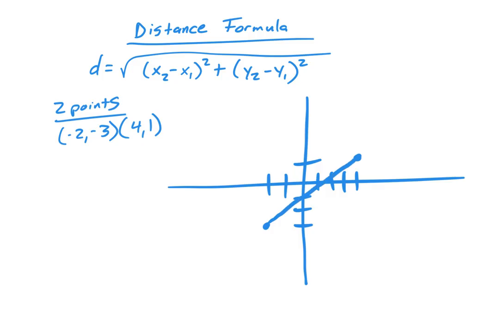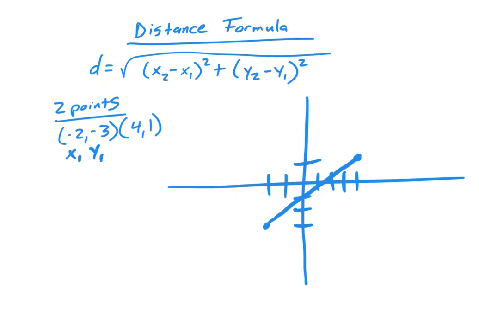I'm going to connect them together as a segment, and that is my segment. And what we are looking for is how long this segment is. What is the length or the distance of that segment? I can't just count because it is diagonal, okay? If it was horizontal or vertical, I could count 1, 2, 3, 4, and so on. Can't do that when it's diagonal. So what we're going to do is use the distance formula.